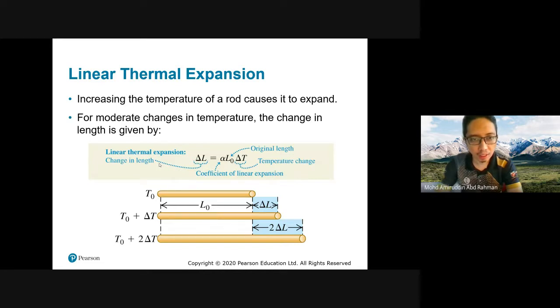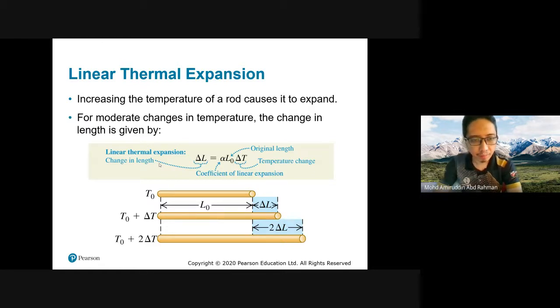It is equal to alpha, which is the coefficient of linear expansion, times L naught, which is the original length of the rod, times delta T. Delta T is the temperature change.